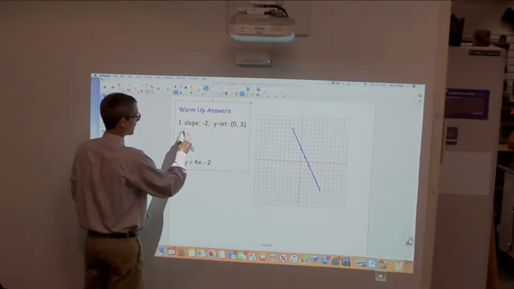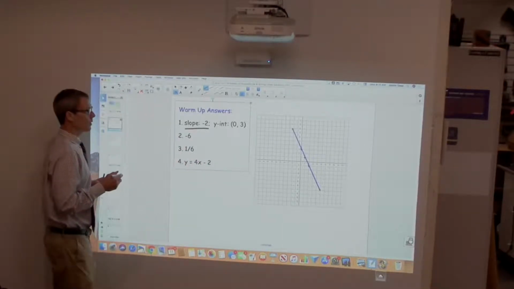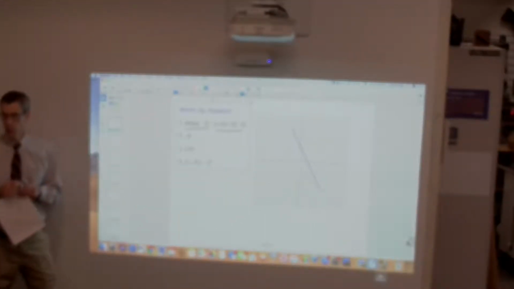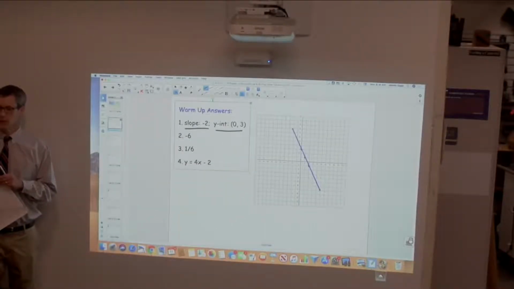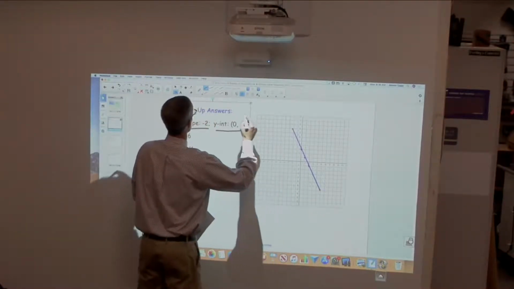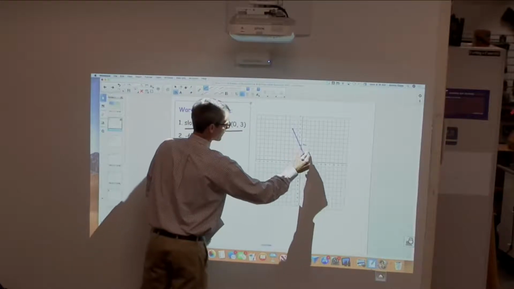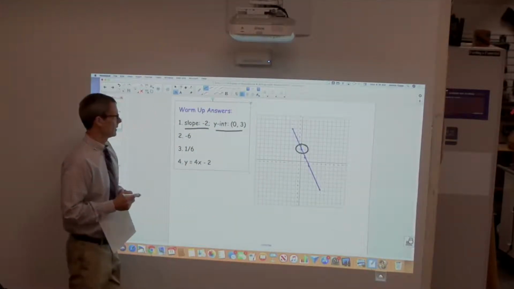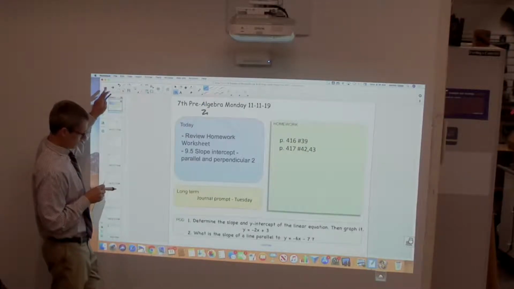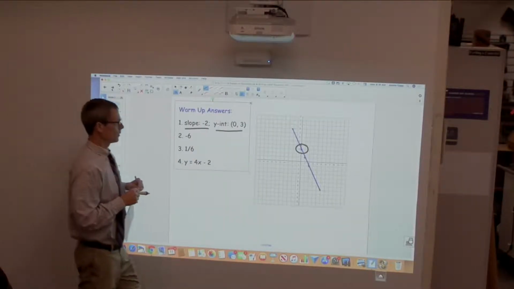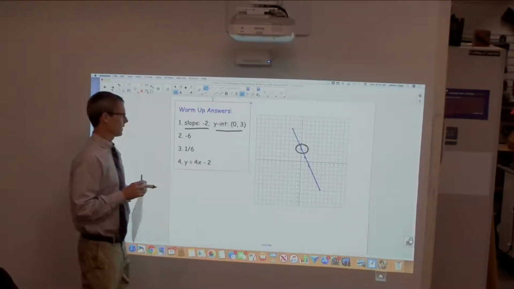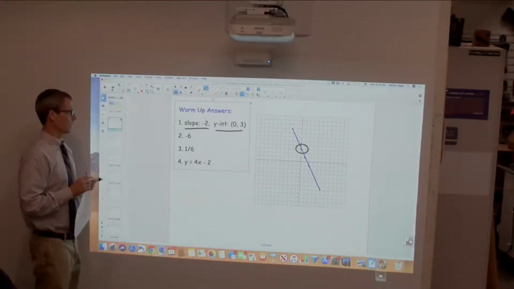So slope is negative 2. The y-intercept is at 3. The point is 0, 3, which is right here. So this is the y-intercept right there. And then from there, I go down 2, right 1, because it's rise over run. And if it's negative, it goes down.